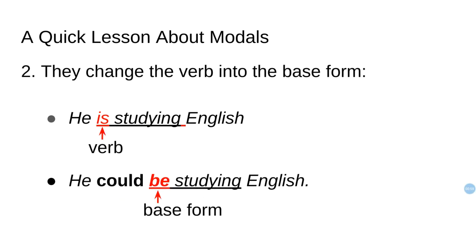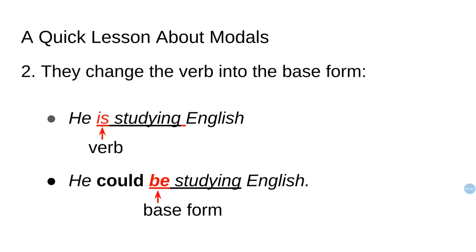My second point is that they change the verb into the base form. I might say he is studying English, but when I add the modal could before the be verb, I change is to be. So I would say he could be studying English. Without the modal, he is studying English. With the modal, he could be studying English.